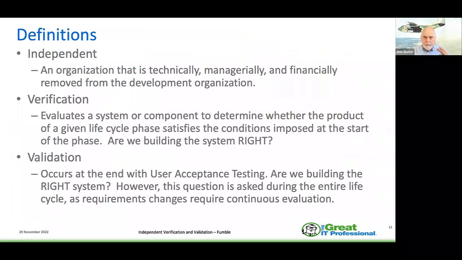First, a few definitions. I think it's always important to understand the definitions. Independent is fairly critical. If you've got a verification and validation group within your company, within your organization, within your project, they're not independent. Independent V&V is an organization that's technically, managerially, and financially removed from the development organization. It may be someone within the same large company, depending on the size of the company that you work in, or it may be an outside group that you bring in on a regular basis to do the verification and validation of the project or projects that you're doing.